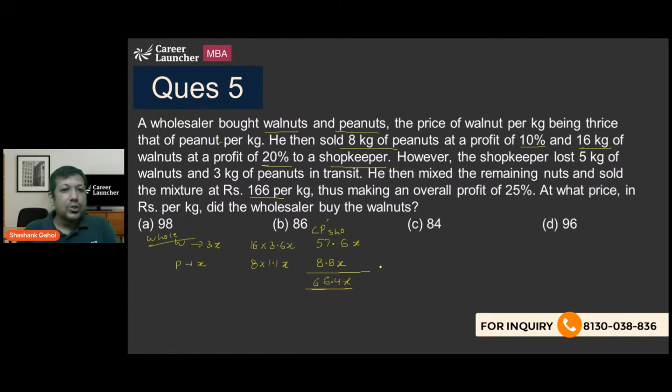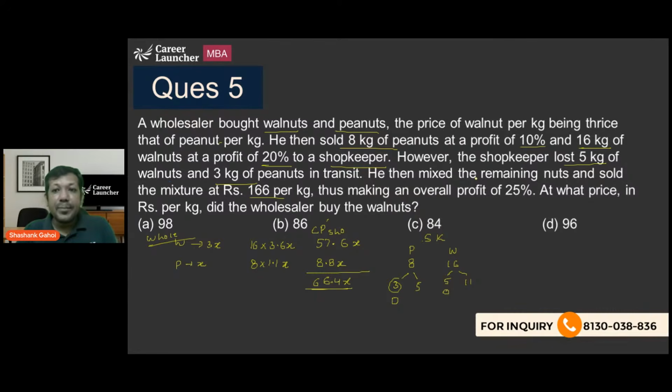So now, how much does the shopkeeper have? The shopkeeper has 8 kg peanuts and 16 kg walnuts. Now, what is happening? He lost 5 kg of walnuts. So in those 5 kg, he is not getting any money, zero. So what is the left out amount? That is 11. Okay. He lost 3 kg of peanuts. So basically, peanut is 3 kg. How much money is he getting for 3 kg? Zero. Wasted. 5 kg peanuts.